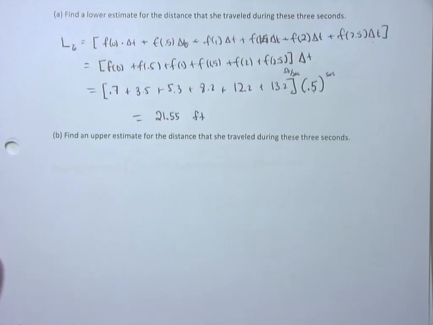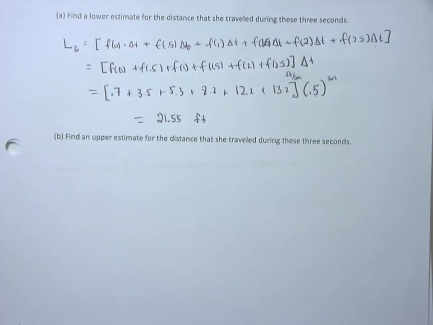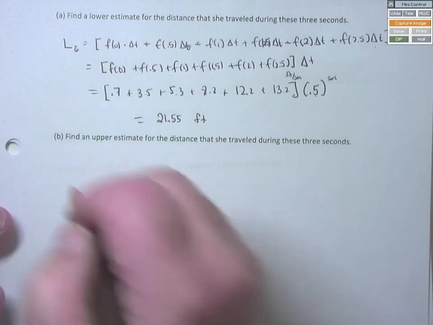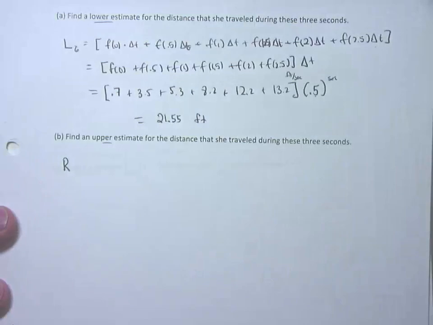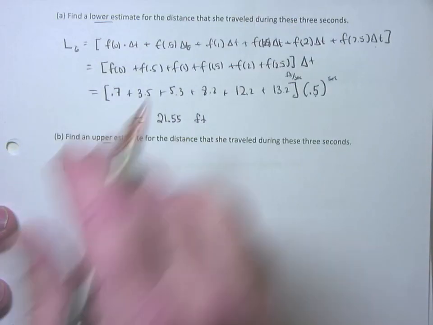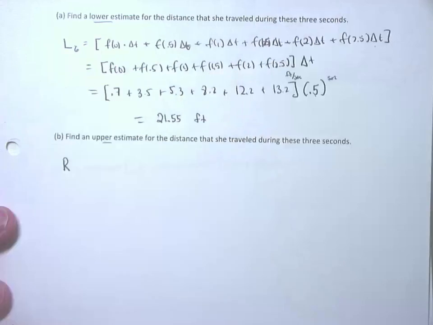The lower estimate is she ran 21.55 feet. The upper estimate would be a right Riemann sum. Anytime they ask you for lower and upper, you should do left and right Riemann sums. Which one's going to be which, I don't know until I see the numbers, but I can tell these numbers are going up, so the lower is going to be the left Riemann sum and the upper is going to be the right Riemann sum.